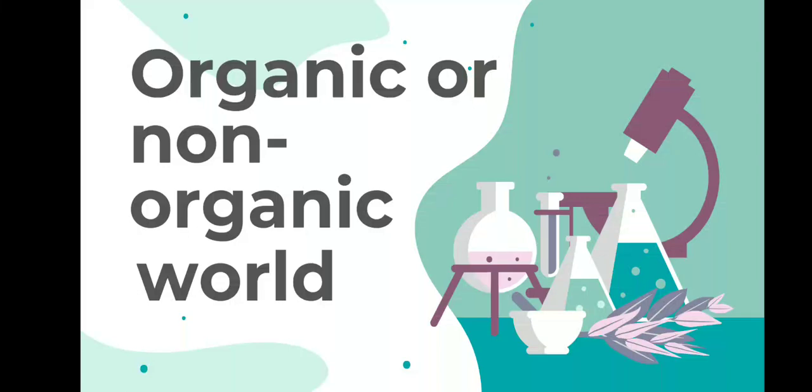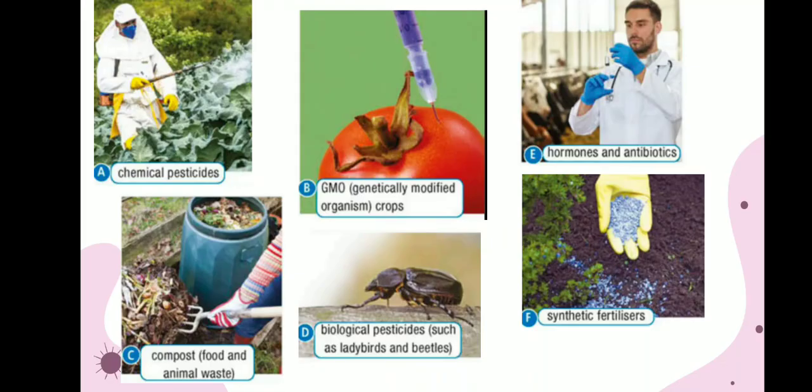Learners, today we'll start a new unit and a new theme: organic or non-organic world. Now please look at these pictures and try to pay attention to the names of these pictures. The first one is A, chemical pesticides. B, GMO, genetically modified organism crops. C, compost, meaning food and animal waste.